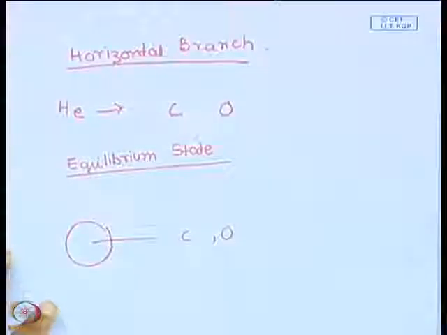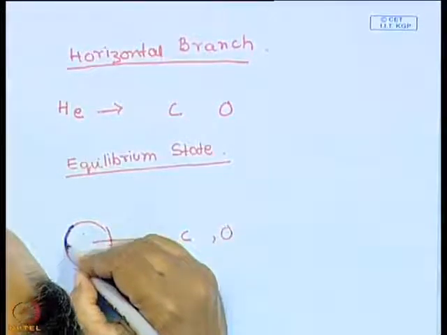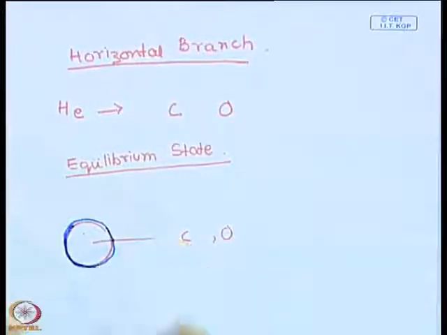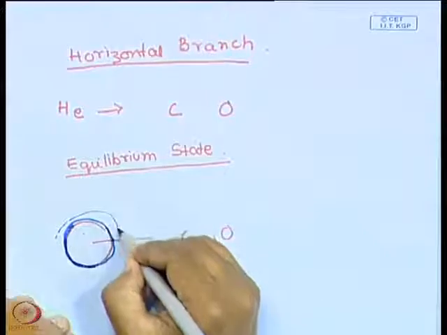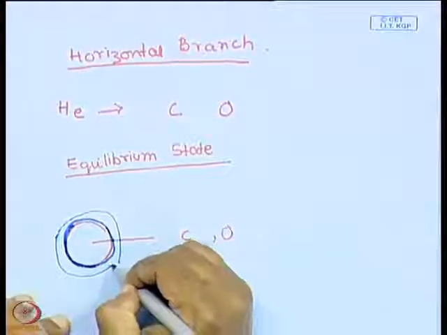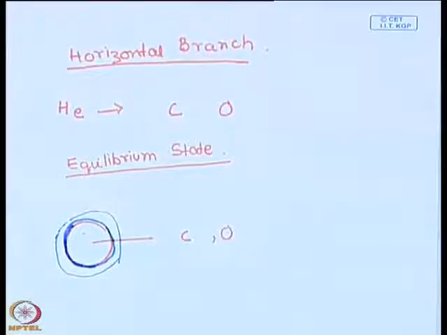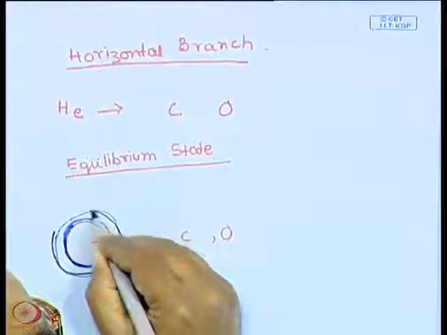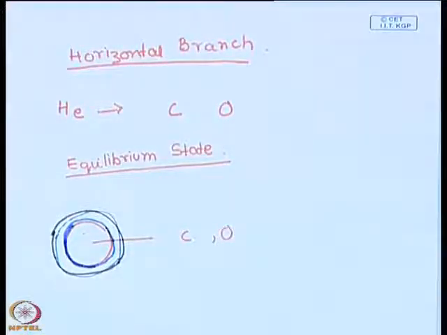Outside this core you have a shell where helium burning is still going on, and beyond this you have a shell of helium, and beyond that you have a shell where hydrogen burning is still going on. This is the structure of the core of the star, and outside that you possibly still have hydrogen left. So this is what happens at the end of the horizontal branch.